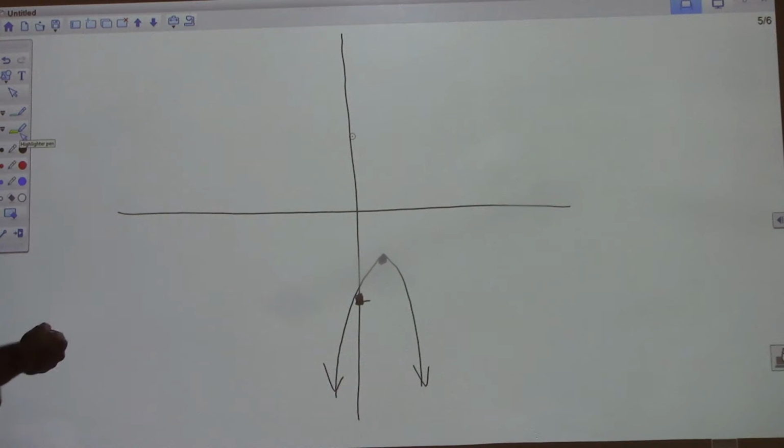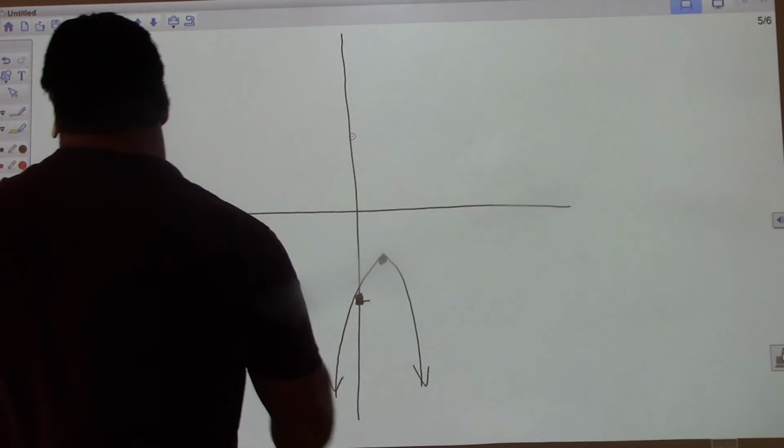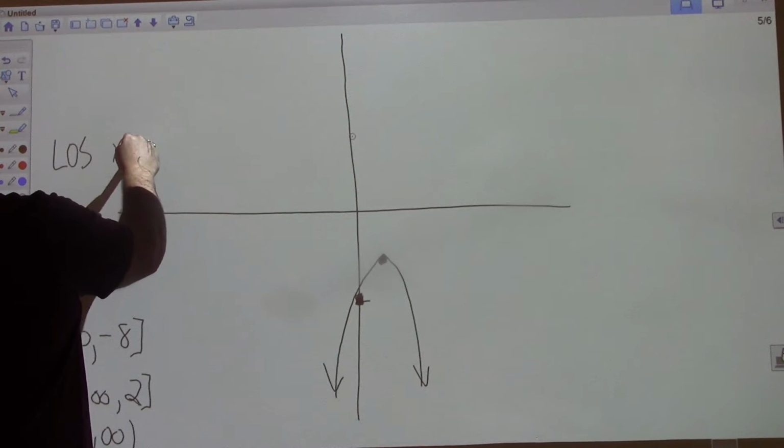What is domain? All real numbers. Range, negative infinity to, what was that, y? Negative what? Negative 8. And then increasing from negative infinity to 2. And then decreasing from 2 to infinity. Line of symmetry, x is equal to 2.